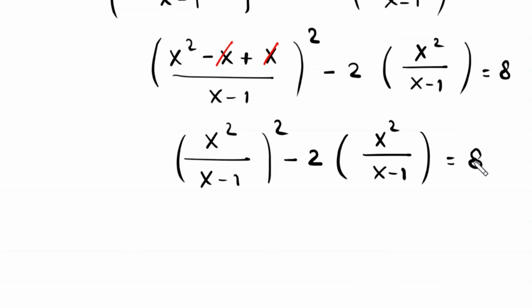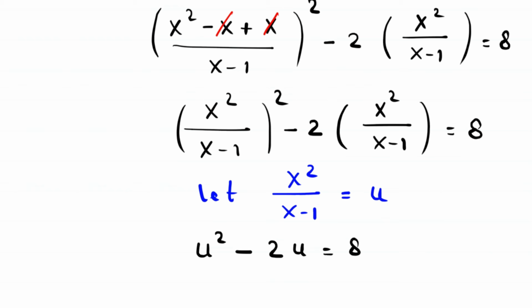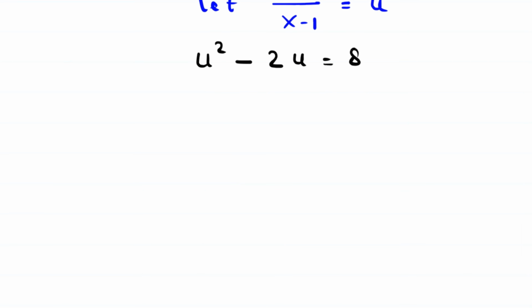Now to simplify the solution, we suppose that x squared divided by (x minus 1) equal to u. So this equation will become u squared minus 2 times u equal to 8. Move this 8 to the left hand side, then the equation will become u squared minus 2u minus 8 equal to 0. Now this is a quadratic equation and is factorable.